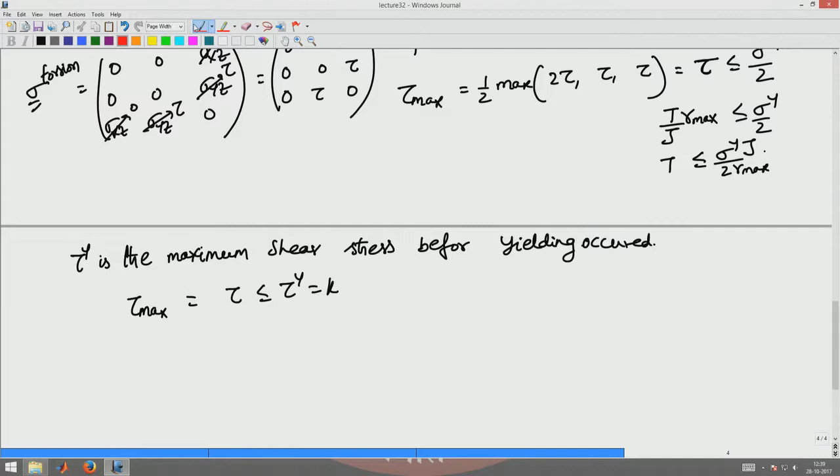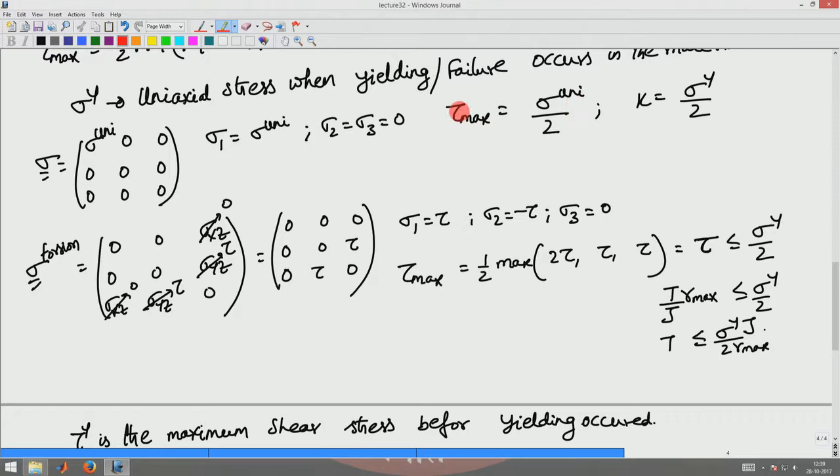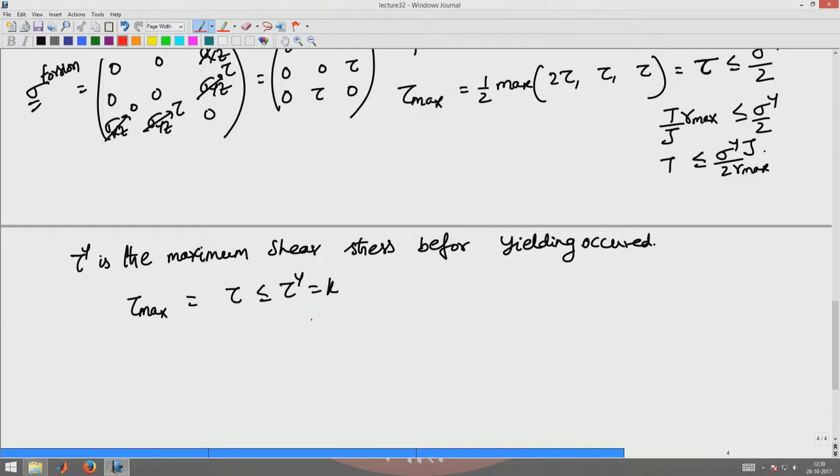Tau max for a uniaxial state of stress is this. This should be limited to tau y. So basically, if I use this to predict the uniaxial state of stress that is possible, tau max for a uniaxial state of stress is sigma uni by 2, which must be lesser than or equal to tau y. In other words, this implies sigma uniaxial stress must be lesser than or equal to 2 times tau y. So I can use any one experiment to estimate kappa.